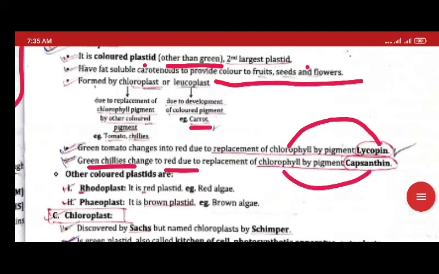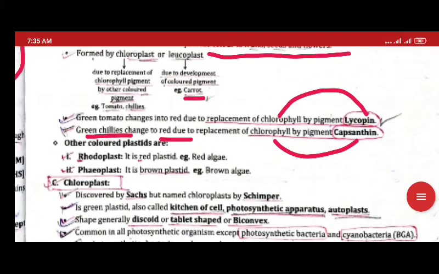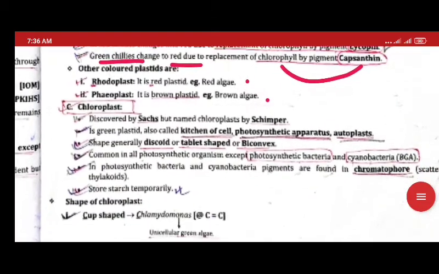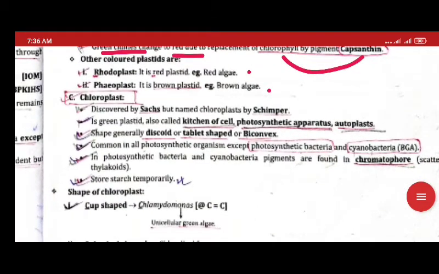Green chili changes to red as the chlorophyll pigment changes to capsanthin. So green tomato, lycopene; green chili, capsanthin. Other colored plastids are rhodoplast in red algae, that is a red plastid, and phaeoplast in brown algae, so it is a brown plastid.